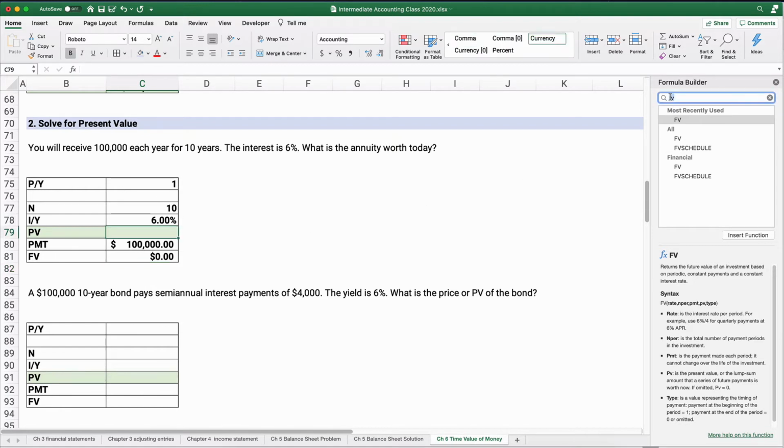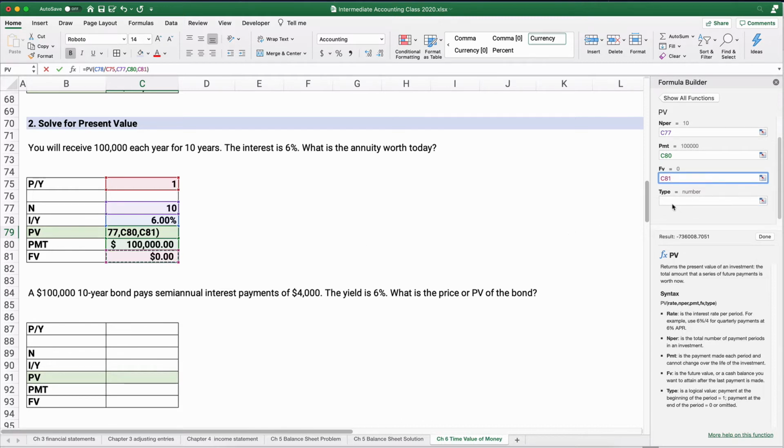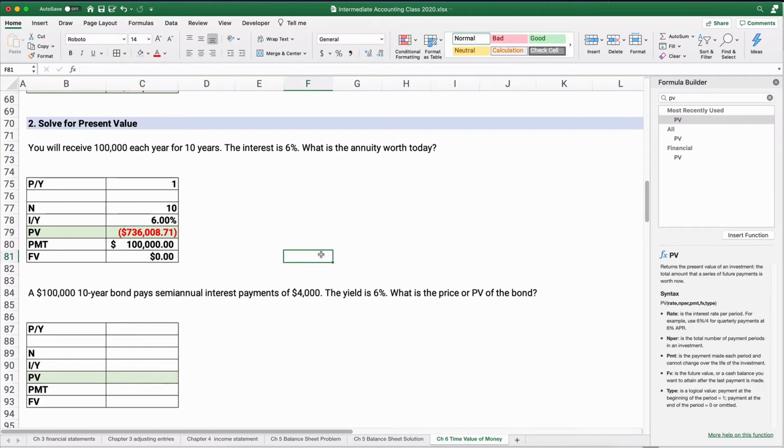Well, this is a present value problem, PV. So we need similar information. We need the rate to be 6%. Now, we're going to divide it by the 1. The number of periods is going to be 10. The payment is going to be $100,000. The future value is going to be 0, and the payments happen at the end of the period, 0. So the answer is, if you receive a stream of payments of $100,000 for 10 years, what is it worth today? It's worth $736,000.